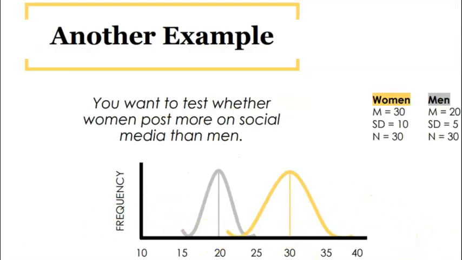Okay, so let's see with some images how you can think about the difference. Here you want to test whether women post more on social media than men. Women are yellow and men are gray, and you can see that the posting by women is much greater than by men. The mean values are quite different, and they do not overlap very much. So it's very possible that the p-value is less than 0.05.